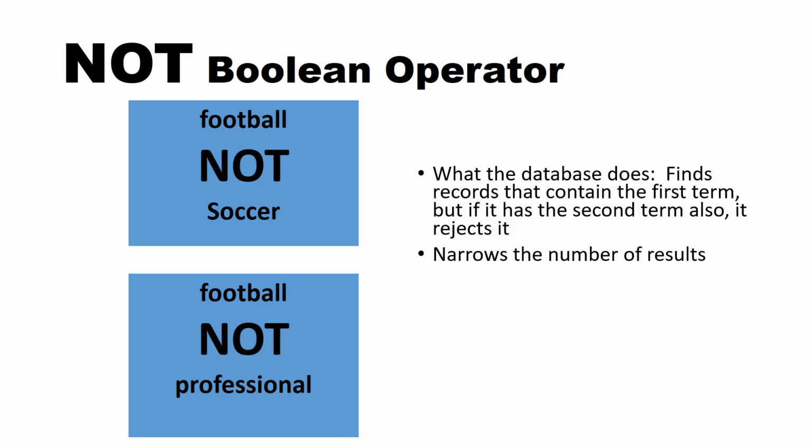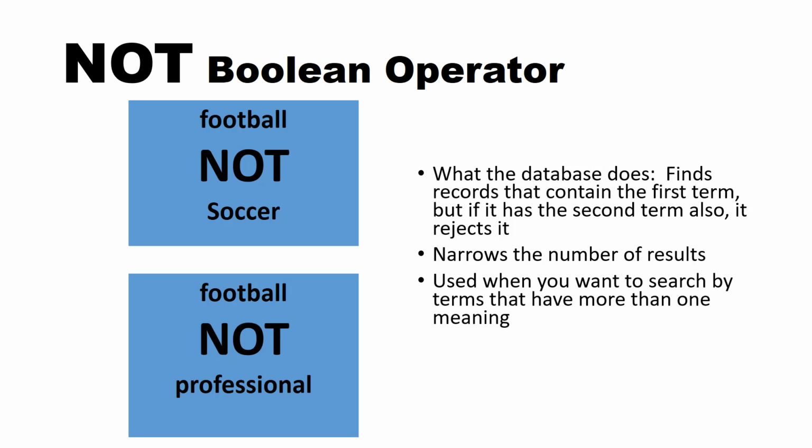So again, not is going to narrow the number of results. And you want to use not if you want to search by terms that have more than one meaning. In this example here, we have football, not soccer. So if the record has the word football and it also has the word soccer in the record, then it will eliminate it because it has the word soccer.